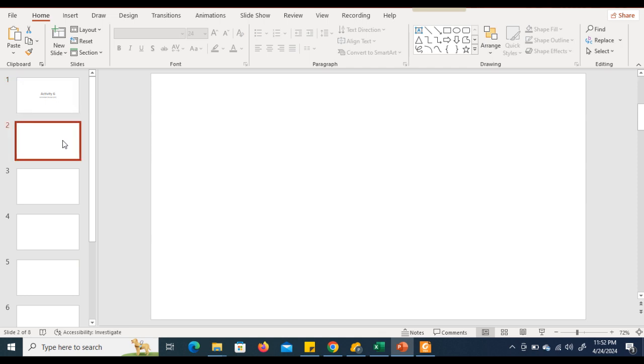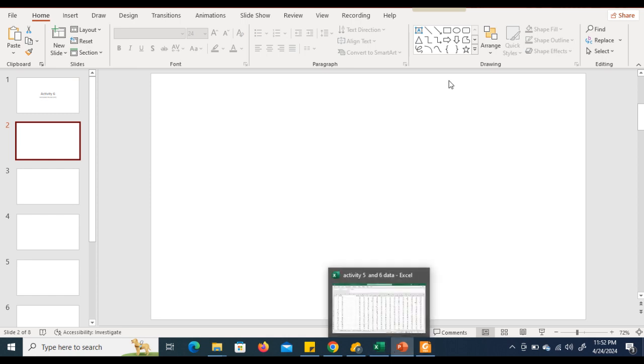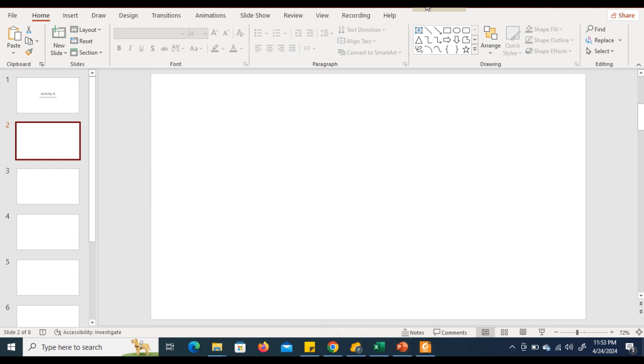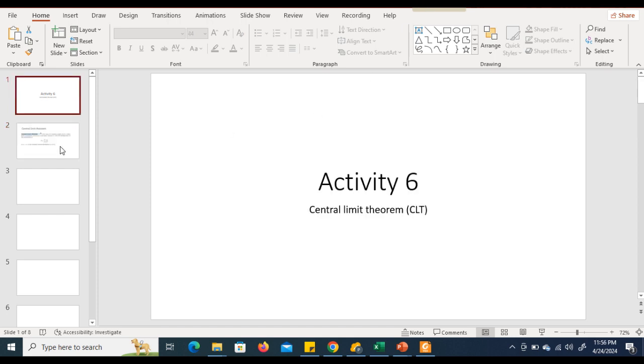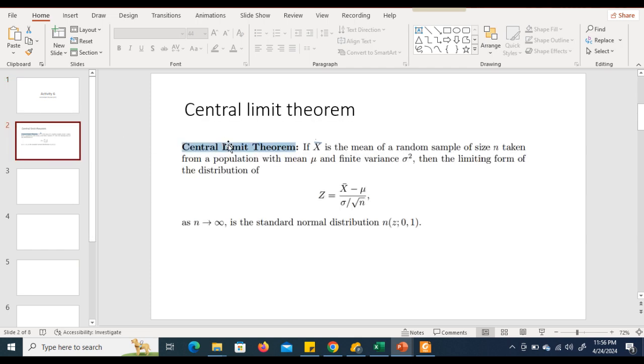The central limit theorem basically tells us that every distribution tends to the normal distribution if the sample size is very large. If we go through the statement of the central limit theorem, it states that if x bar is the mean of a random sample of size n taken from a population with mean mu and finite variance sigma square, then the limiting form of the distribution will follow normal distribution with mean 0 and variance 1.